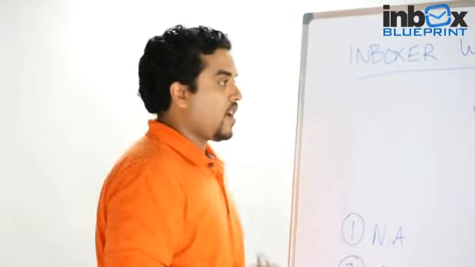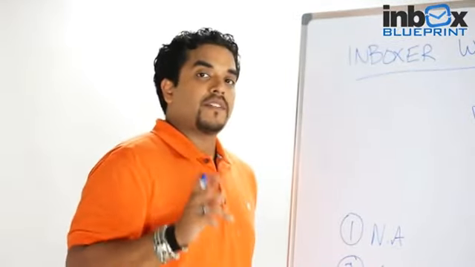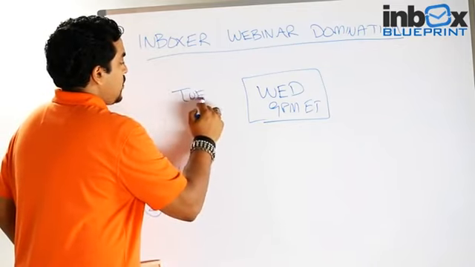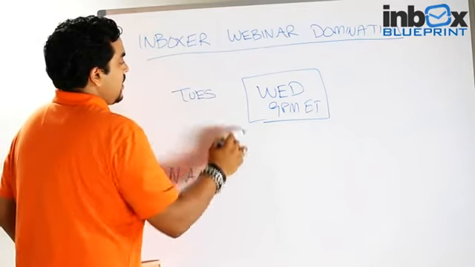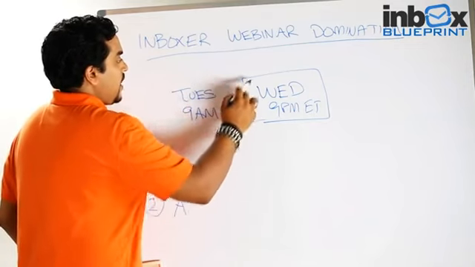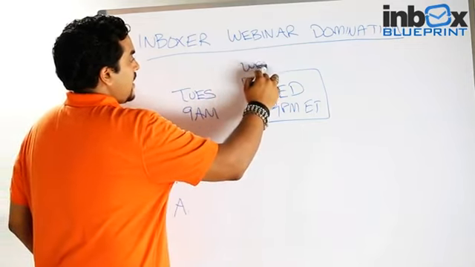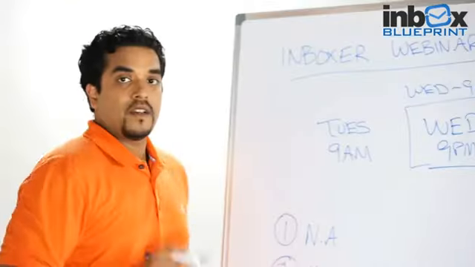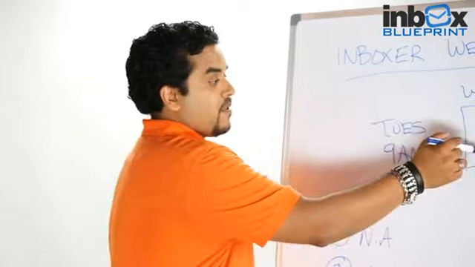Let's go with the non-aggressive. For the non-aggressive, what I would do is send out a promotion on Tuesday at about 9 a.m. or so, and another one on Wednesday at about 9 a.m. Okay, that's just to get people to register.